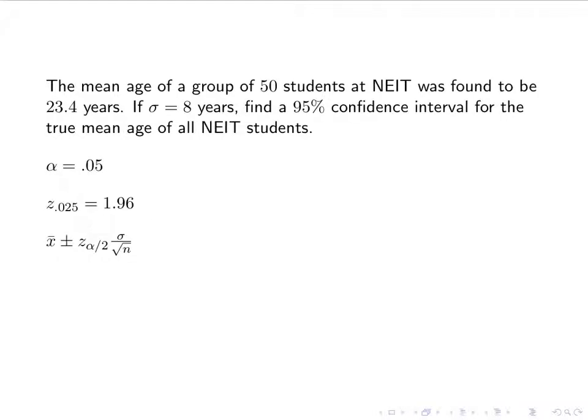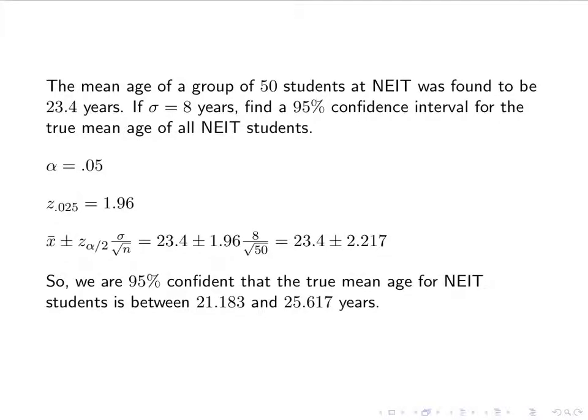So I'll plug it into my equation. So I'll have 23.4 plus or minus 1.96 times 8 over the square root of 50. If I simplify the right-hand part of that, I'll have 23.4 plus or minus 2.217. And then I'll do out the addition and the subtraction to get my range of values. And this will give me that I am 95% confident that the true population mean for all NEIT student ages is somewhere between 21.183 and 25.617 years.